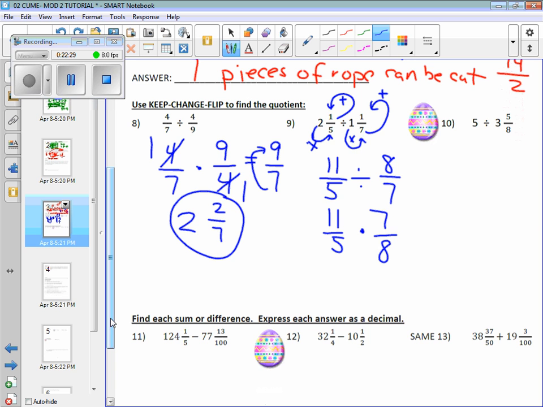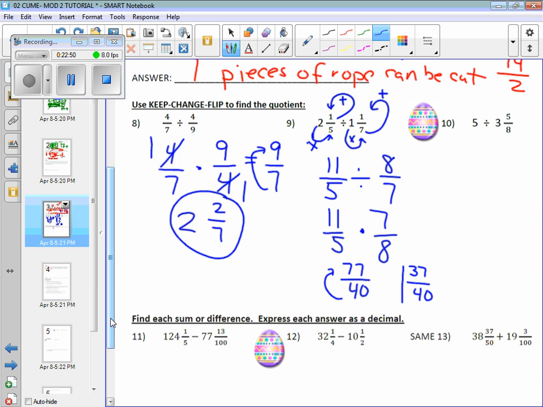11 times 7 is 77. 5 times 8 is 40. Once again, we have a top-heavy fraction. We've got to change it back into a mixed number. 40 goes into 77 only once, with a remainder of 37.